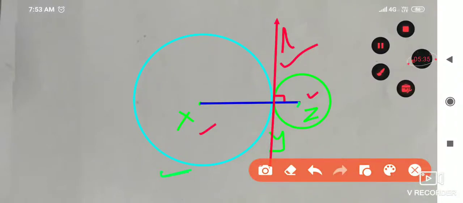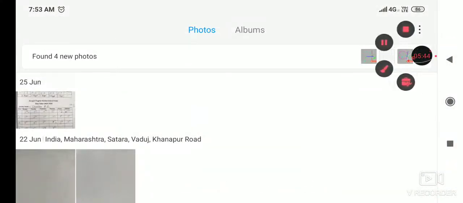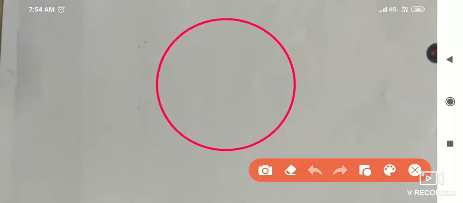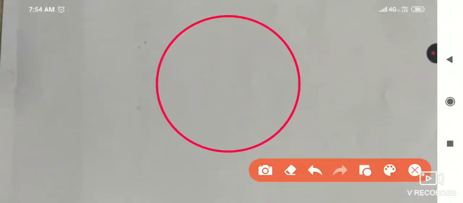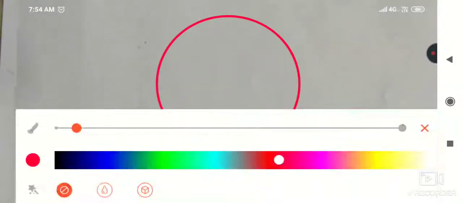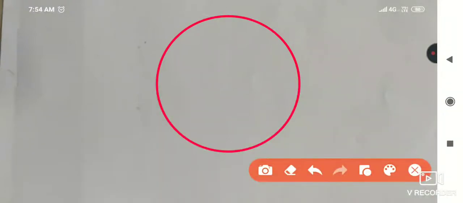First of all I will draw the circle. This is the circle. Now I have to draw one more circle, and I will take a different color. So this is the other circle. If you see this figure, these two circles intersect each other internally at this point.